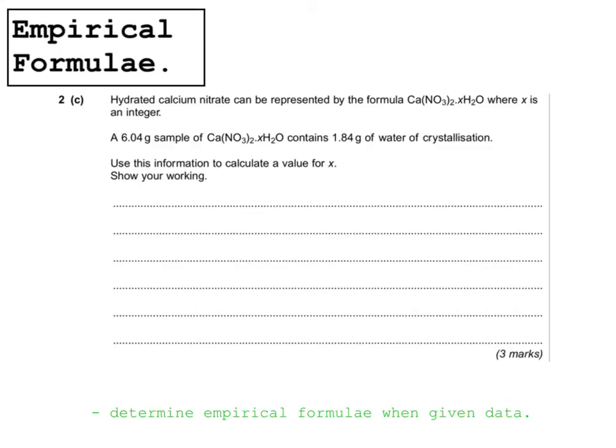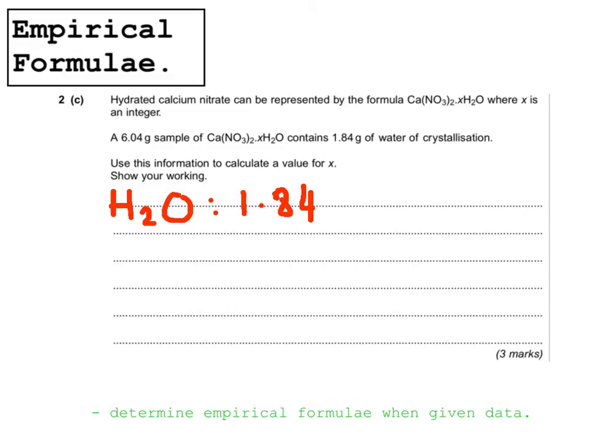So it tells in the question you've got a 6.04 gram sample of the calcium nitrate attached to water, and of that, 1.84 grams of it is water. So you've got how much water you've got, so just write it out, 1.84 grams. Now, what you now need is the mass of just calcium nitrate in this compound, because you're trying to work out the ratio of calcium nitrate to water. And to do that, we've got to take away this water from this mass here.